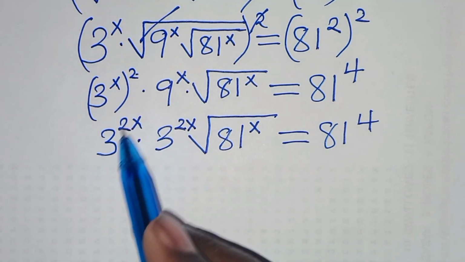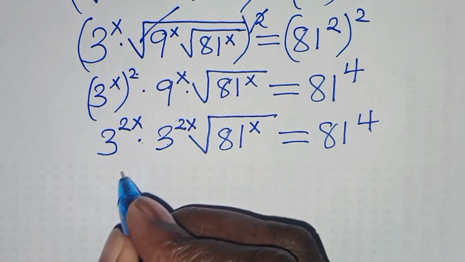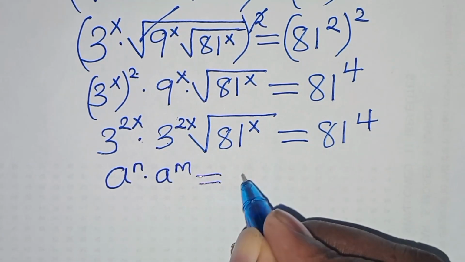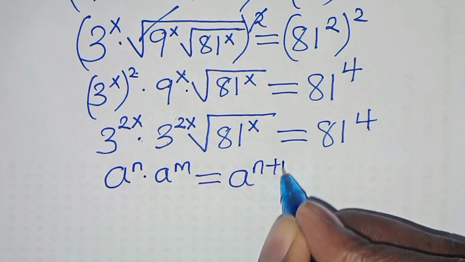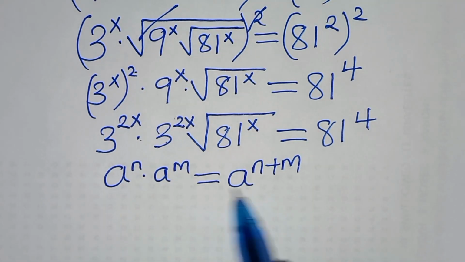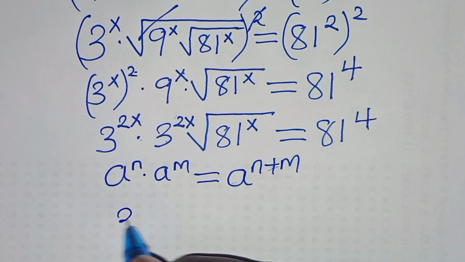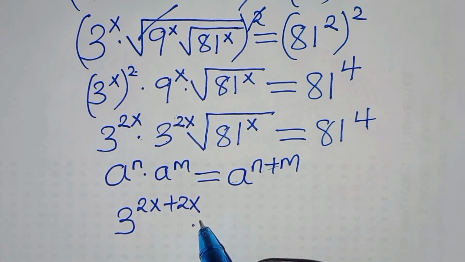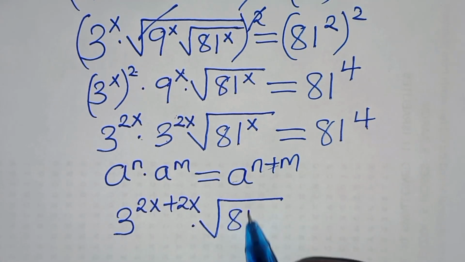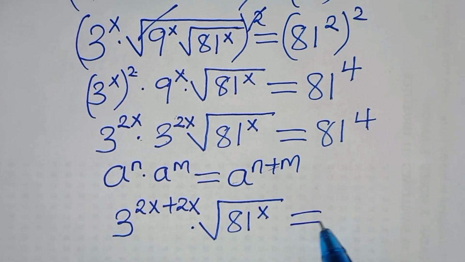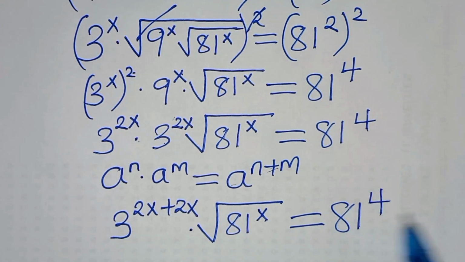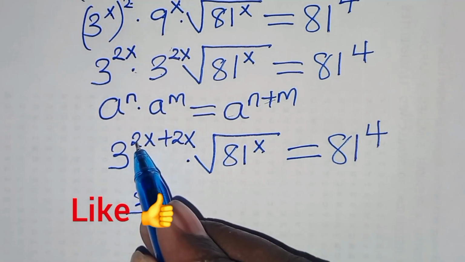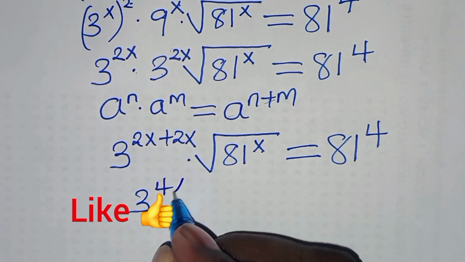Now, 3 to the power 2x times 3 to the power 2x, this is in the form of a to the power n times a to the power m, which we can express as a to the power n plus m. So applying this exponent property, here we have 3 to the power 2x plus 2x, then multiplying by the square root of 81 raised to the power x. This is supposed to be equal to 81 raised to the power 4. The next step here, we have 3 to the power 2x plus 2x, this is 4x.